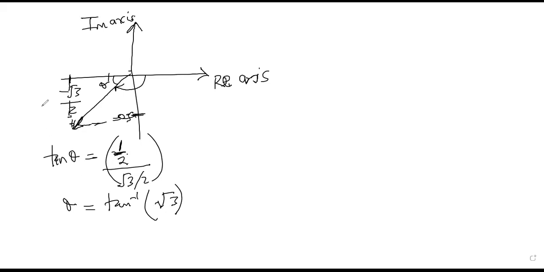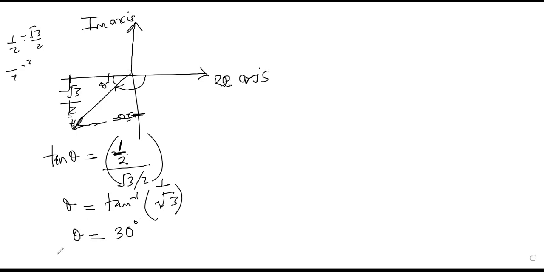Is it? This is a half divided by root 3 over 2, which is a half times 2 over root 3. It is 1 over root 3. So theta is the same as 30 degrees.